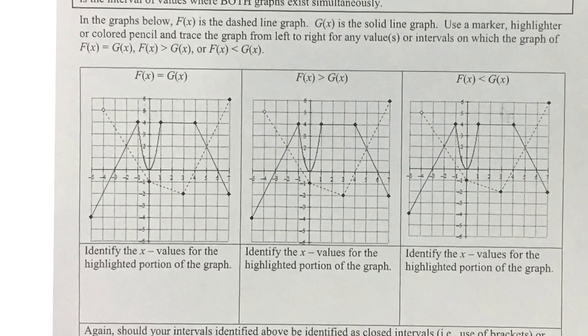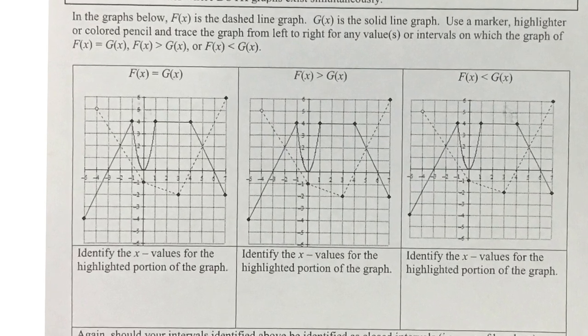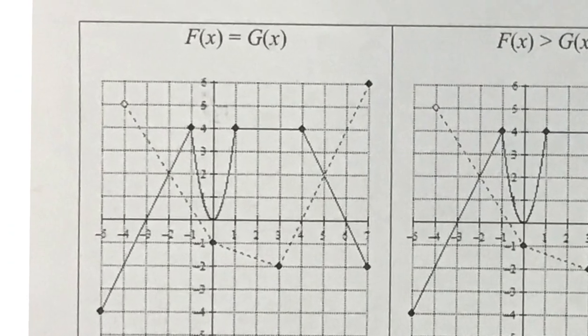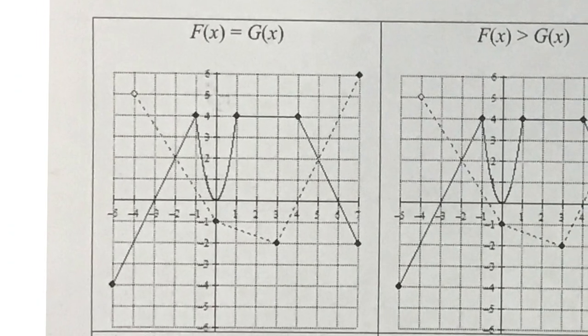Okay, so here are some pictures. Once again, we have the points where f of x is equal to g of x. And it says identify the x values for that plot. So where do these graphs intersect? Those are the x values where your y values are the same. Remember, f of x and g of x are talking about the y values.